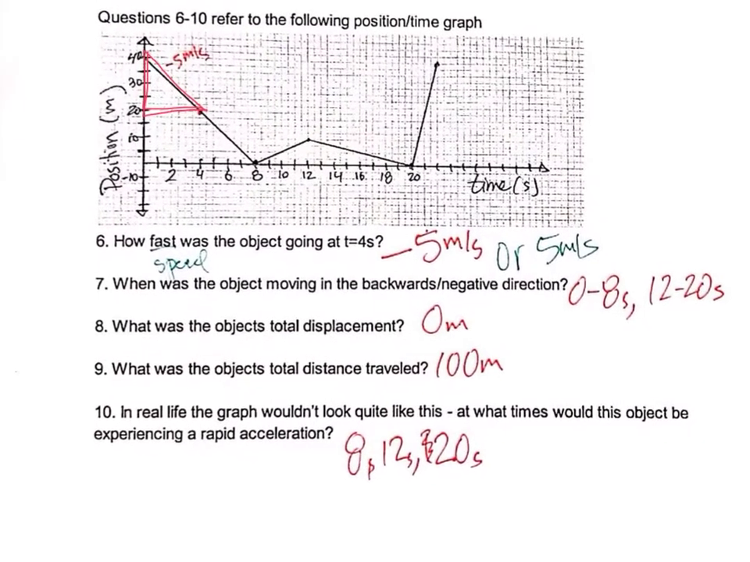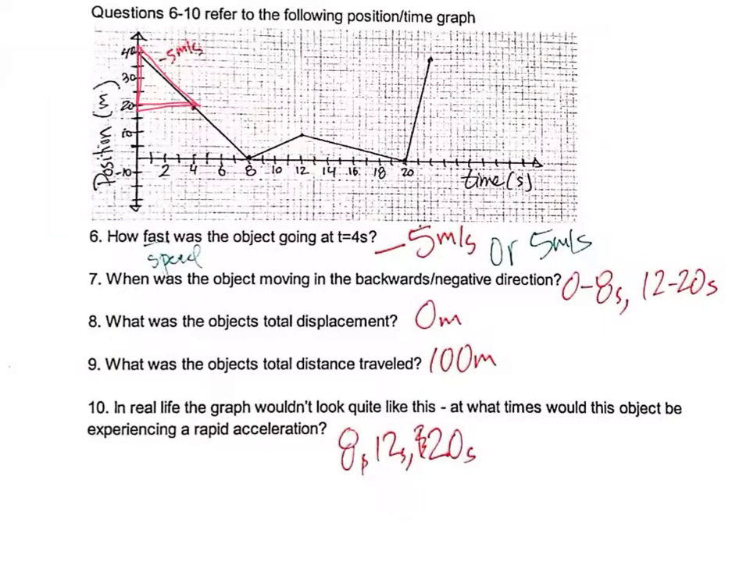Question 8. What was the object's total displacement? So there's a difference between displacement and distance. Displacement is the change in position. So your initial position and your final position. The change between those two. How far did you end up in relation to where you started?